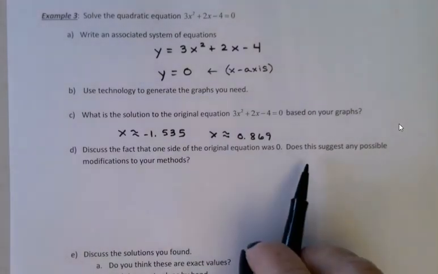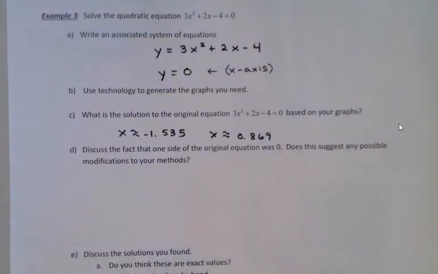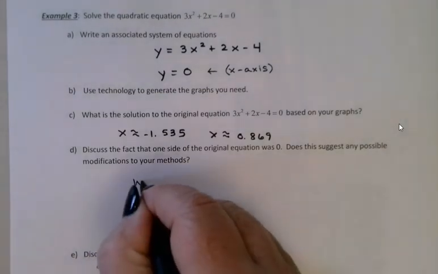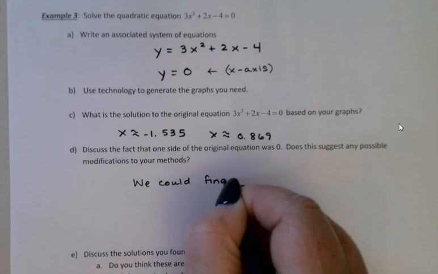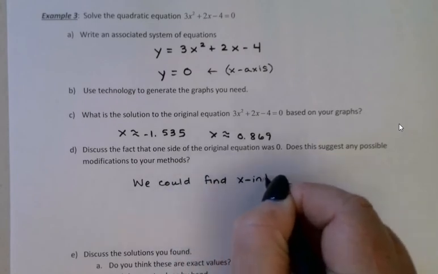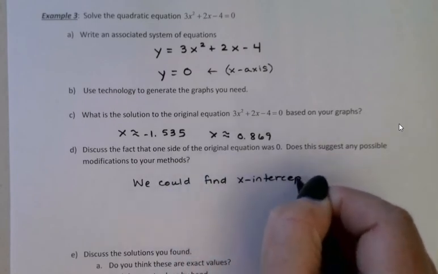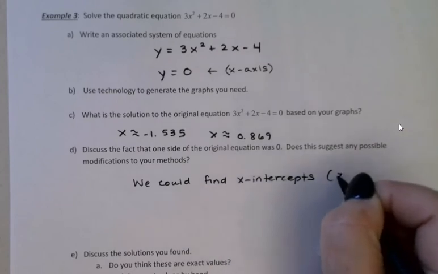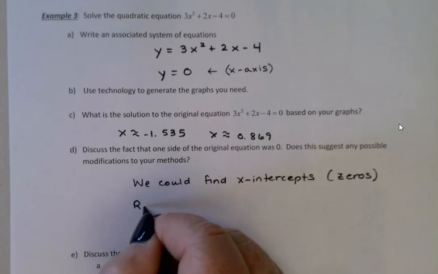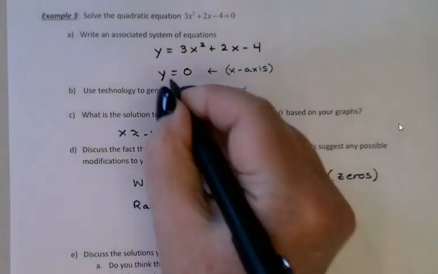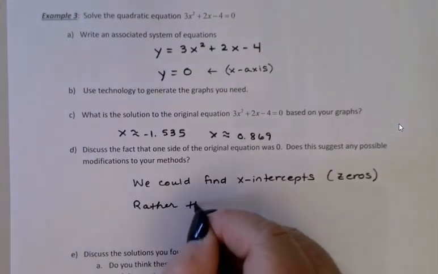And again, this is just what we talked about. When one side was equal to 0, we really could just find the x-intercepts. What we often called the zeros of the function, rather than actually graphing the second equation, the y equals 0.